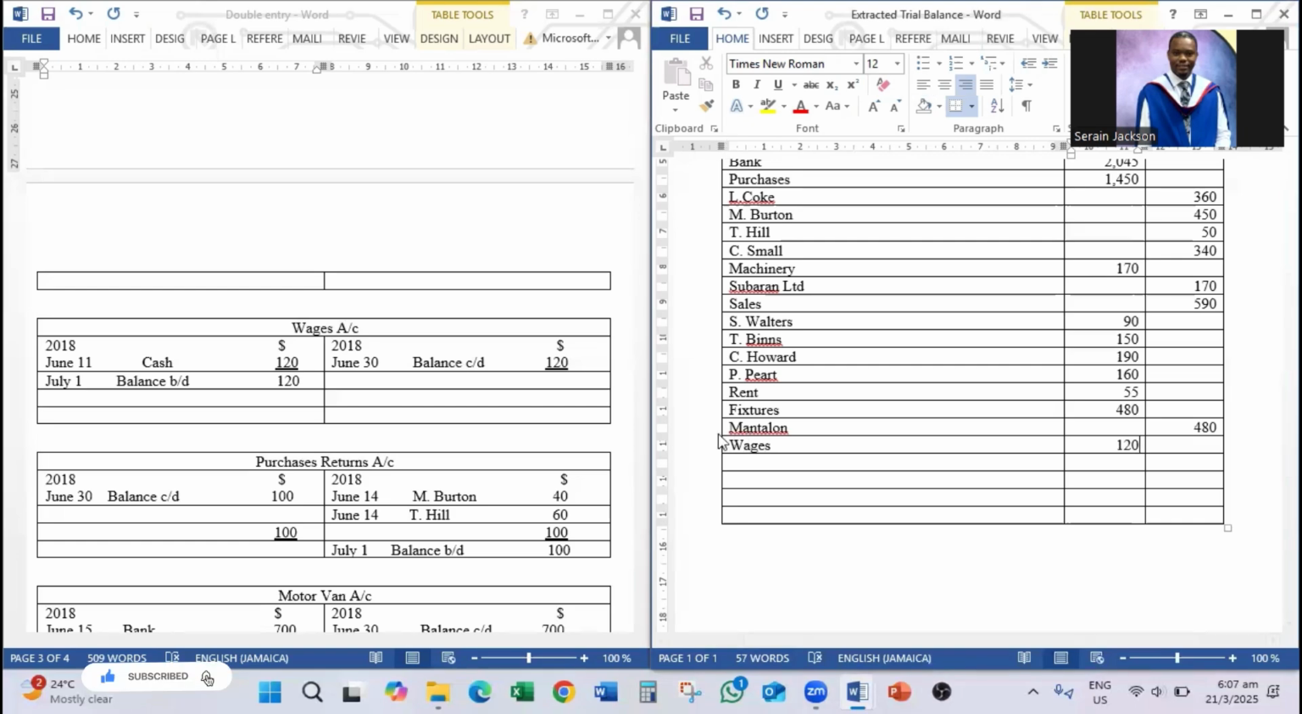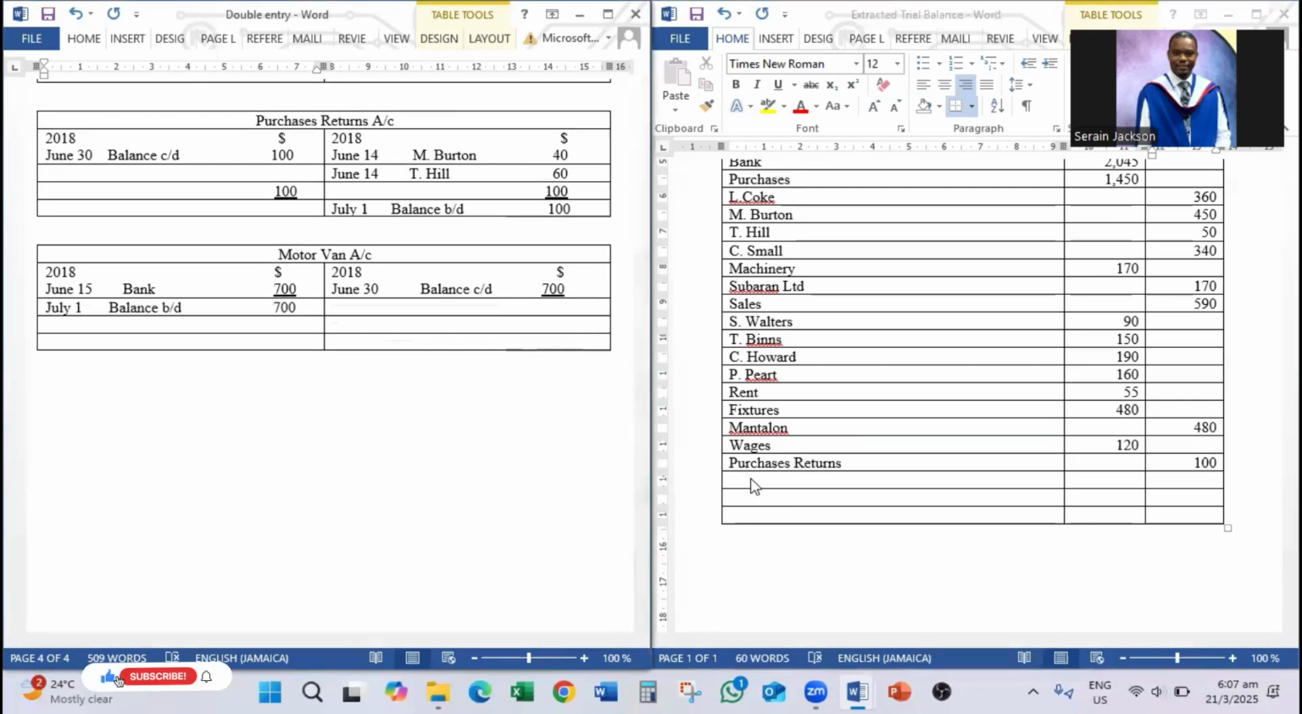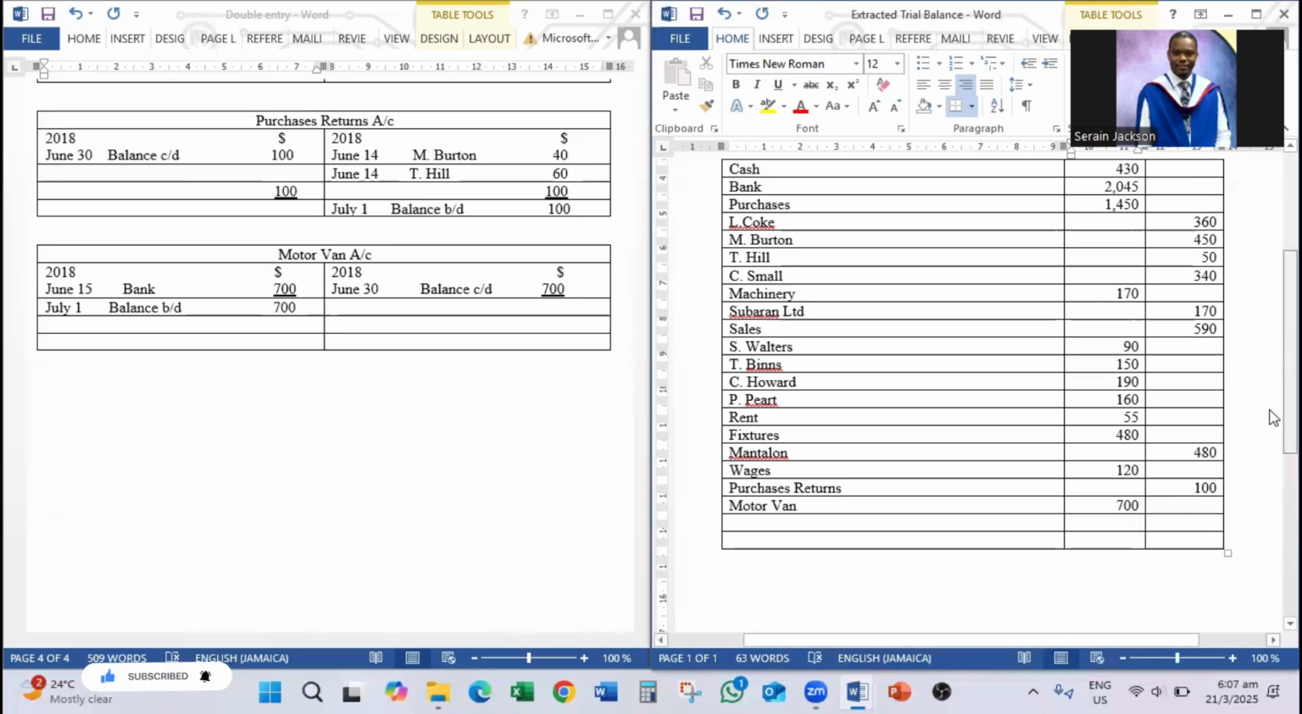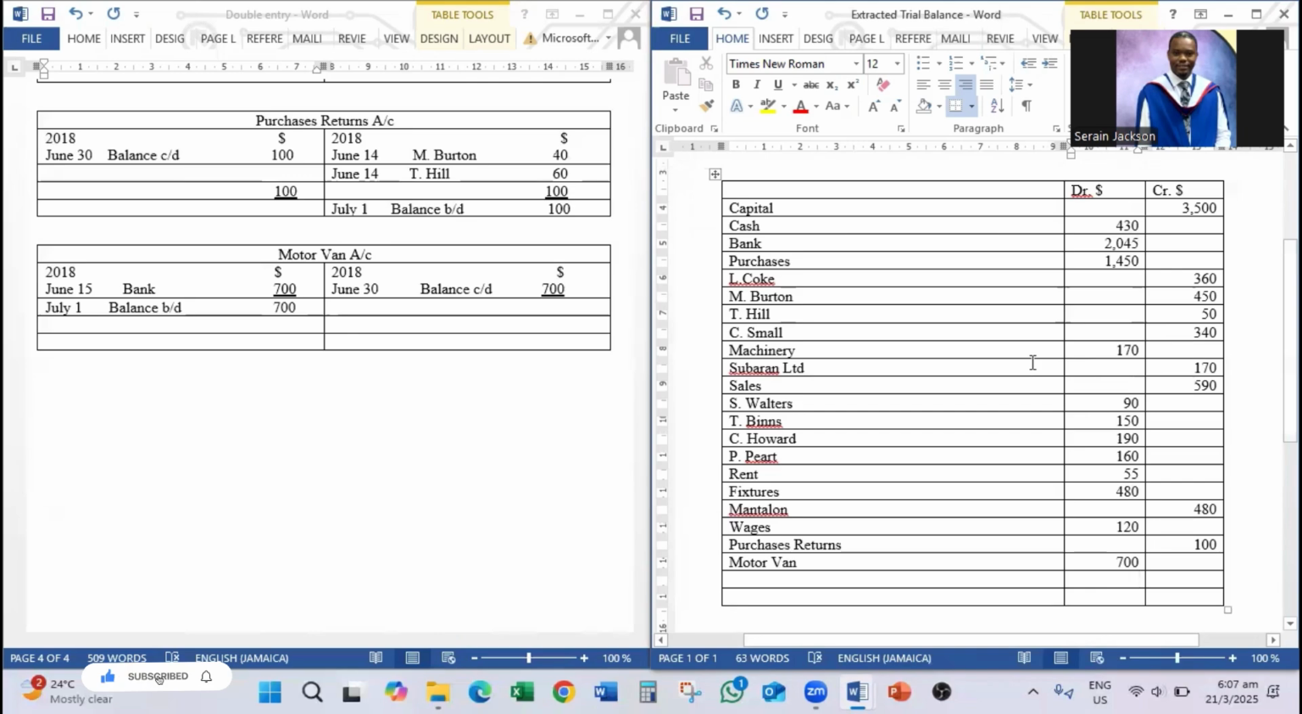Remember that we're using the balance brought downs. Then we have purchases returns, right? Purchases returns. For 100, balance brought down is on the credit side. Then we move to motor van, which is the last account. Motor van is a fixed asset account, which will carry a debit balance, $700. So now we have to total both sides. And let's see if our trial balance is balanced.